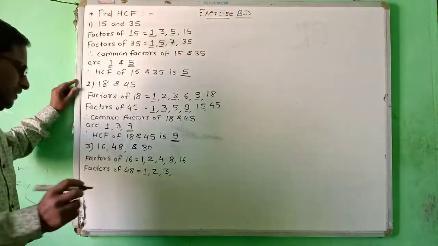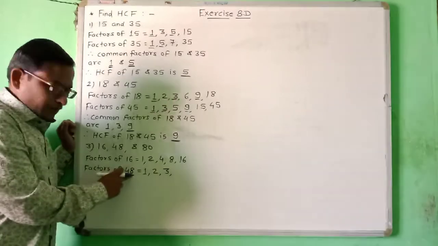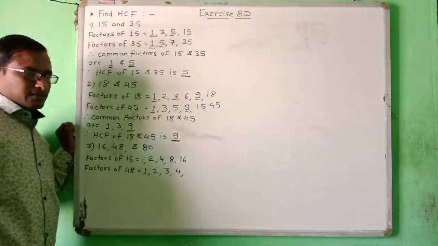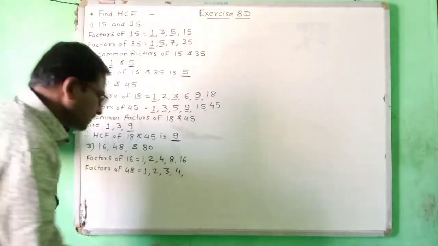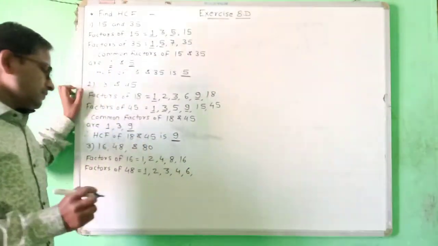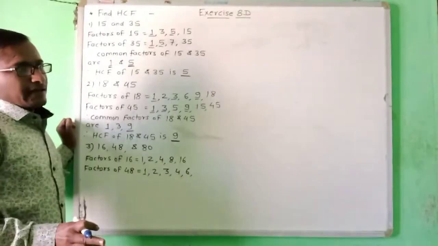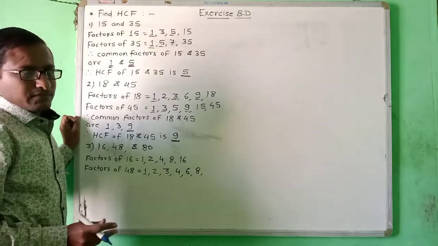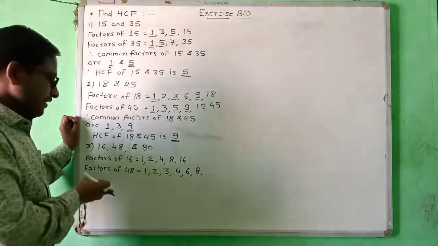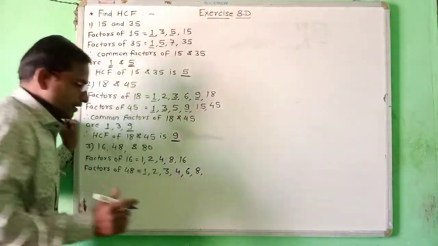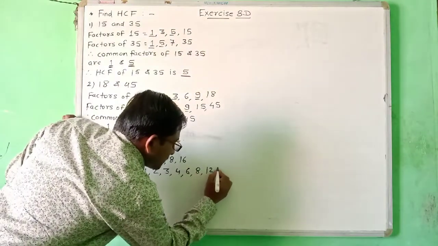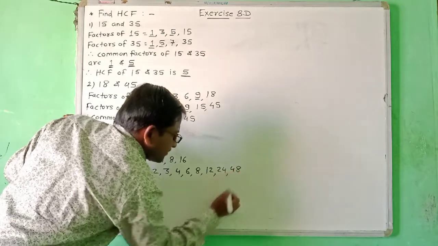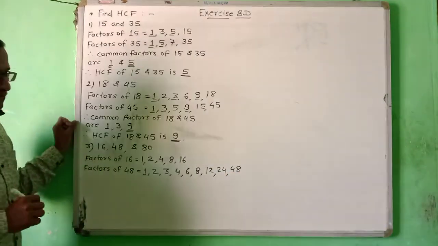Then 4: 4 1s are 4, 4 2s are 8, so 4 is also a factor of 48. Then 5 is not a factor of 48. 6 8s are 48. Then 7 is not, 8 6s are 48. Then 9 is not a factor of 48. 12 4s are 48. 24 2s are 48. And then 48. 16 3s are also 48.